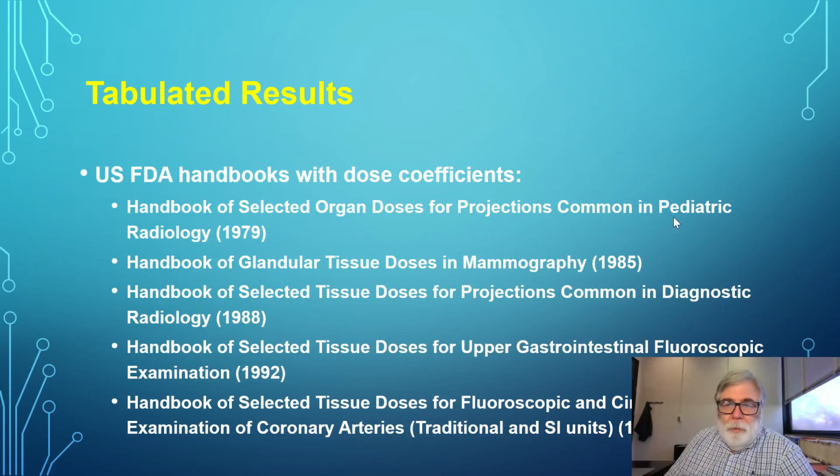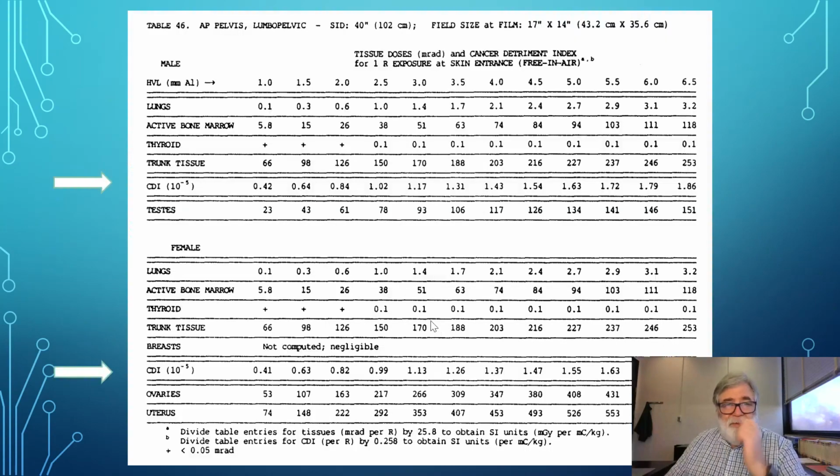They have tables for pediatrics. They have tables for mammography, tables for doses for adult radiography, and fluoroscopy, both gastrointestinal fluoroscopy and the cine fluoroscopy, the heart studies. I showed you a video of a heart catheterization, a coronary artery study early on in this course, just to get a sense of the kind of work that's done. Here's an example of the final end product, what the tables look like that we use for calculating doses.